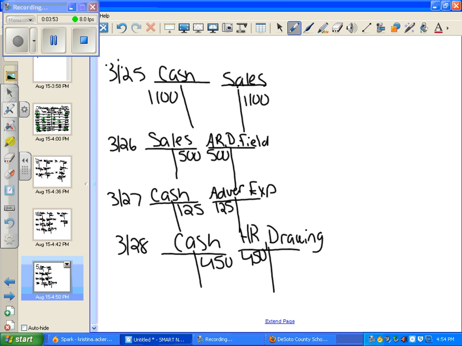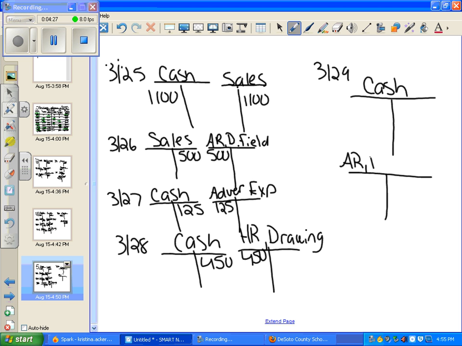And our last transaction is on the 29th, March the 29th. And on the 29th, it looks like we received a $250 check from Dominic Field on account. A check is the same thing as cash. So this just means we received cash, $250 from Dominic Field. So Dominic Field's paying on his account. So our cash is going to increase. And the other account we're going to be dealing with is Dominic Field's account. That's an account receivable.